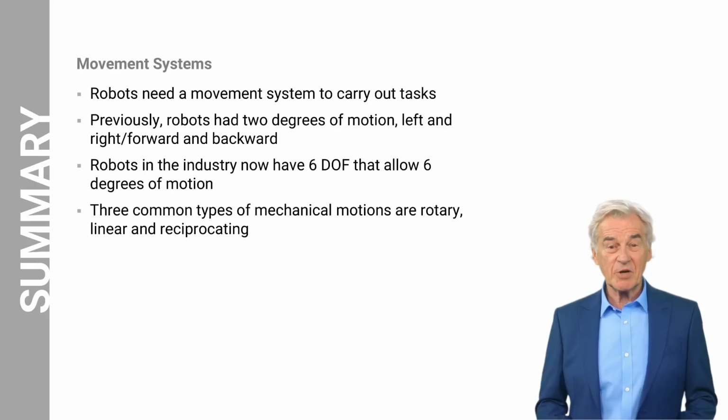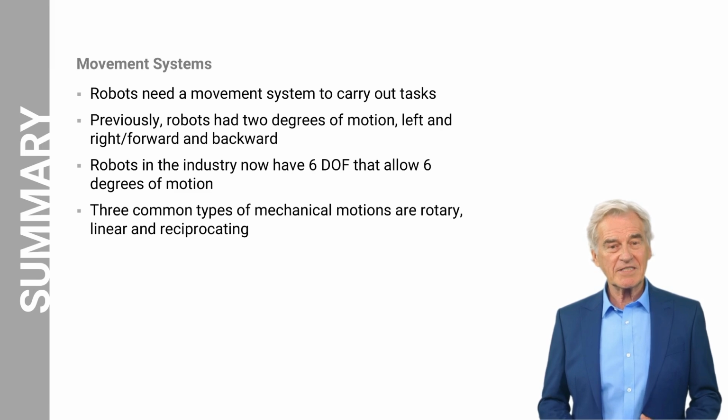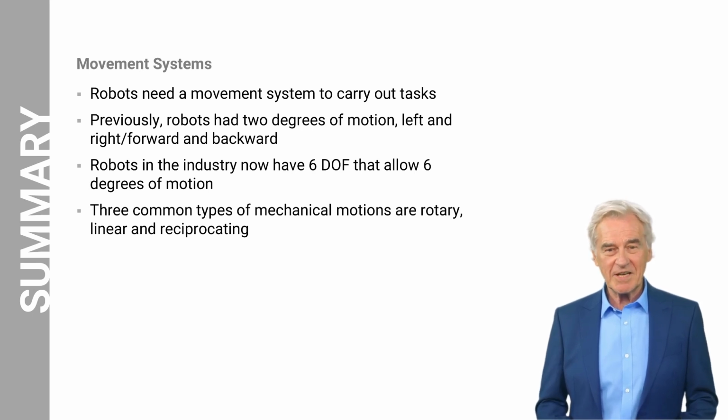In summary, robots require a movement system to perform their designated tasks effectively. While robots previously had limited capabilities with only 2 degrees of motion, left, right, or forward, backward, modern industrial robots now typically utilize 6 degrees of freedom that allow 6 distinct degrees of motion. These movements are achieved through 3 common types of mechanical motions: rotary, linear, and reciprocating, enabling robots to perform complex tasks with high precision.